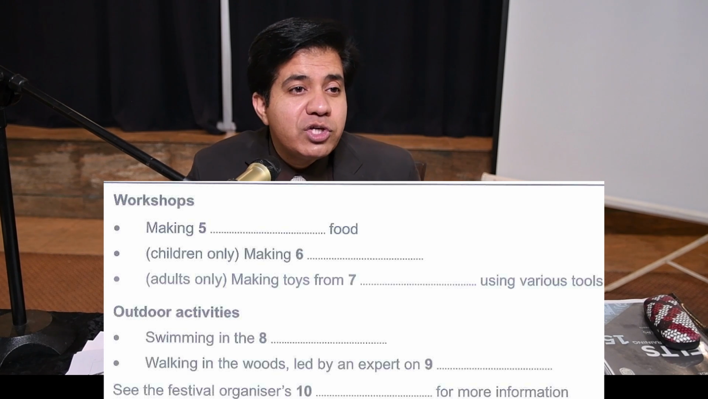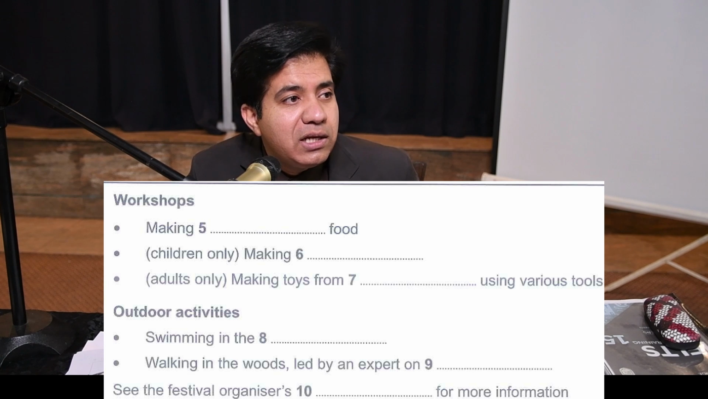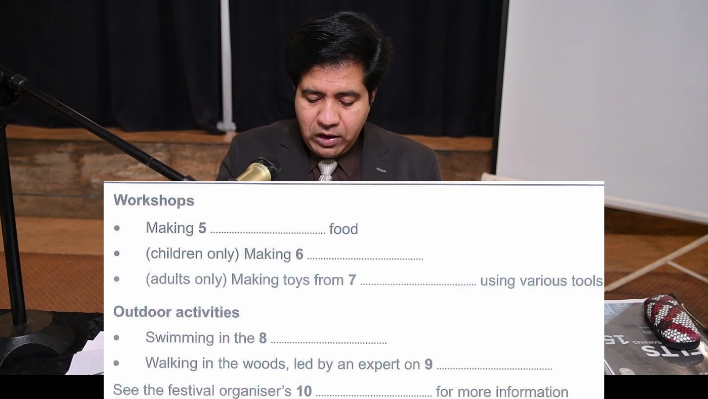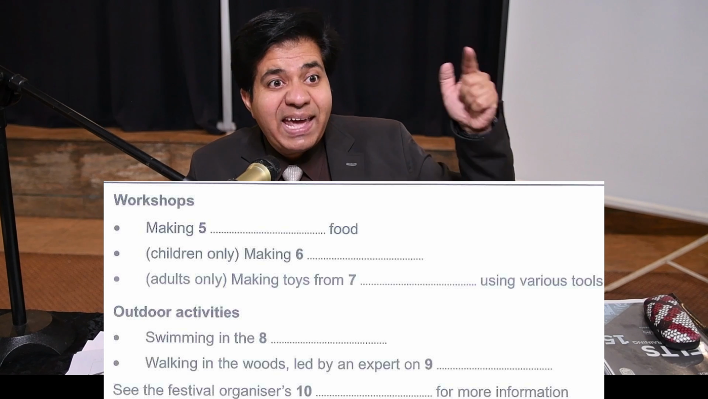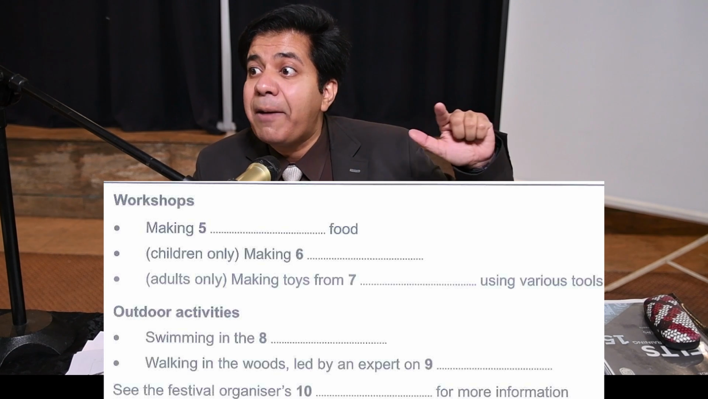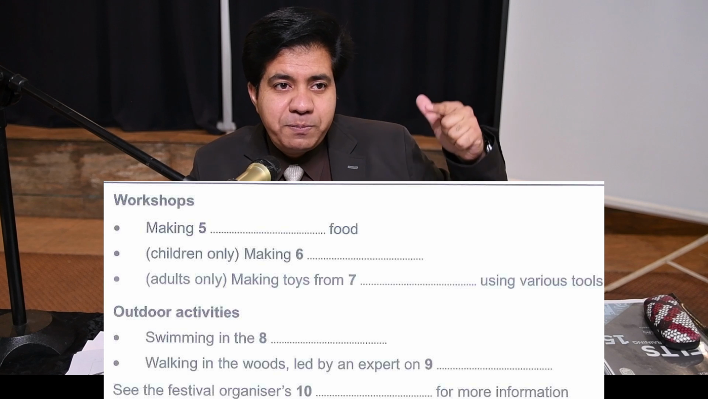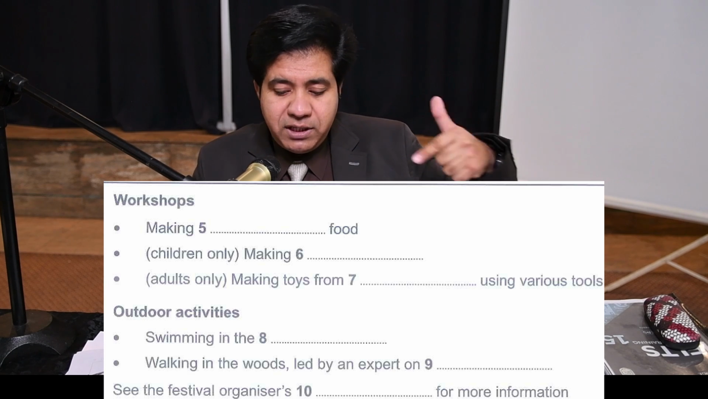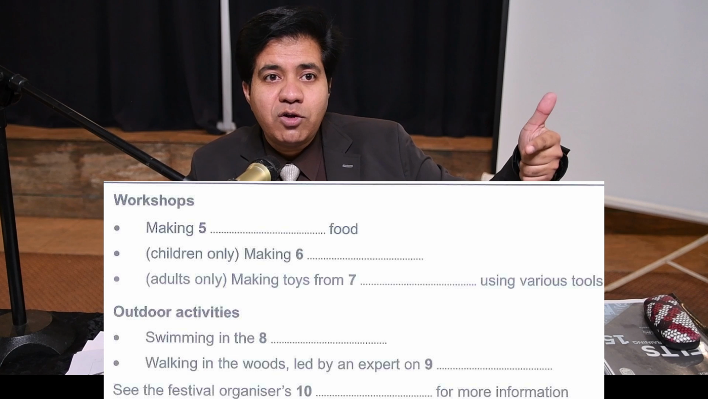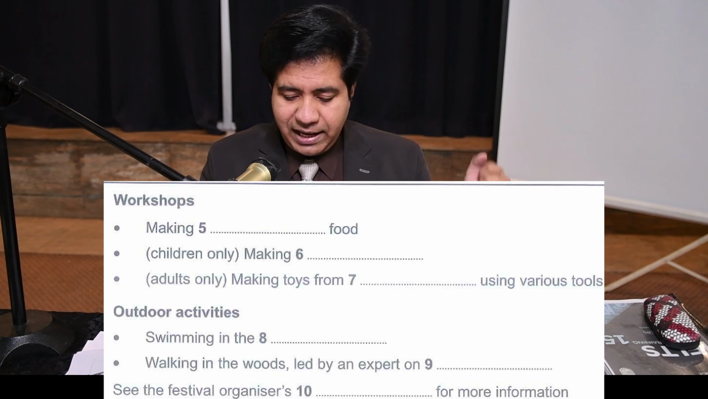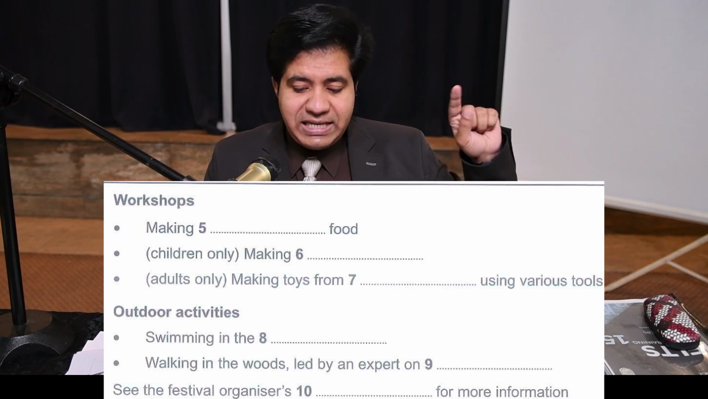Question number 9. Walking in the woods. Woods means forests, jungle. Walking in the woods, led by an expert on. Now that will be led by an expert. Expert on means subject. He'll be, for example, expert on English, expert on something, expert on birds. Like you say, he's an expert on crows, right? Yeah. So expert on what means his area of expertise.